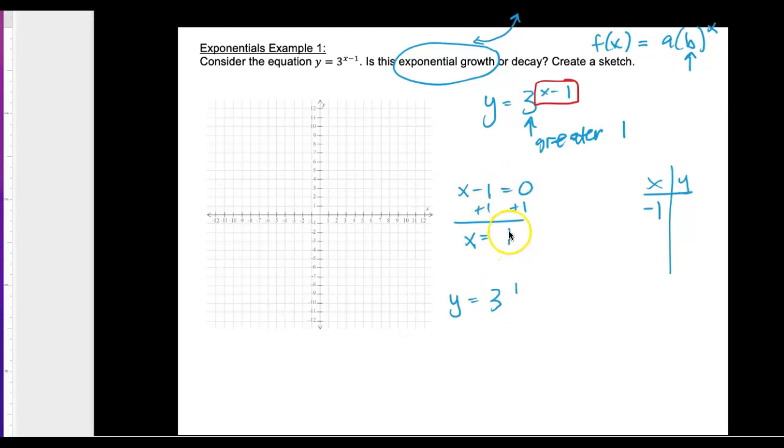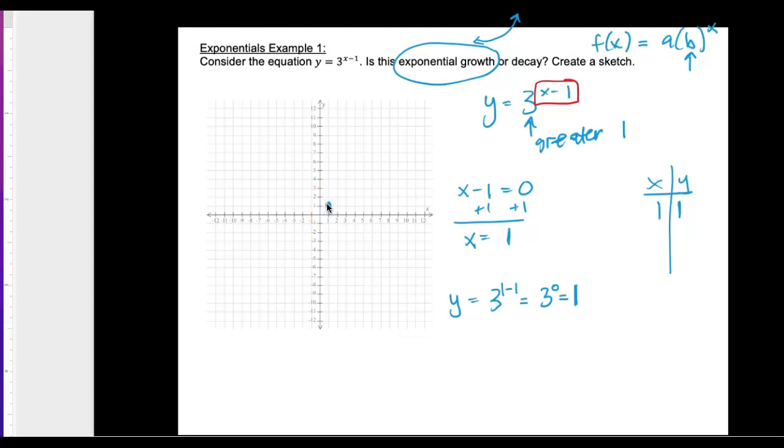So when we solve that equation, we get positive 1. There we go. And so if we do 3 to the 1 minus 1 power, then that ends up being 3 to the 0 power, which equals 1. If we plug positive 1 in for x, then we end up getting 1 for y. So we have a point (1, 1) on our graph.